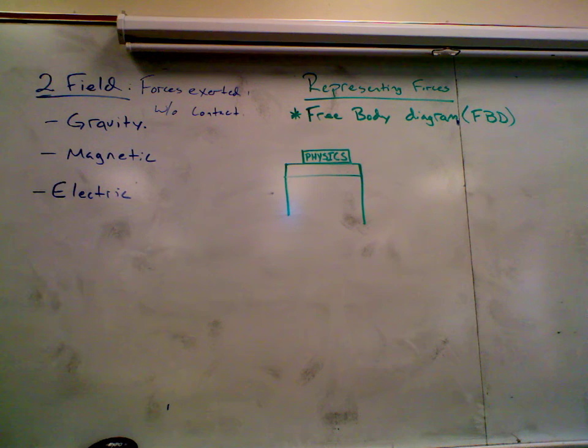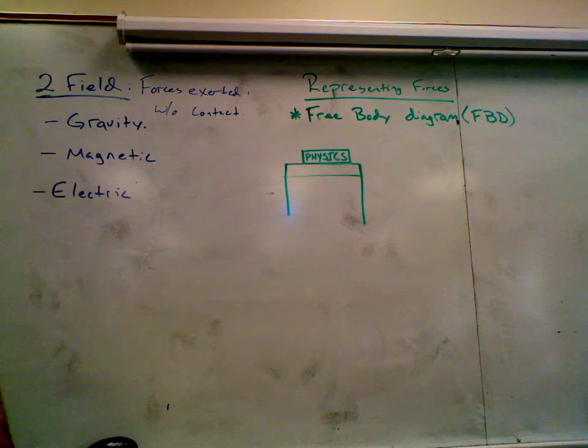So, there's my physics book, or Cassandra's physics book. What forces are acting on the physics book? Gravity and an upward force from the table, right? Now, where do those forces act on the book? Down and up.